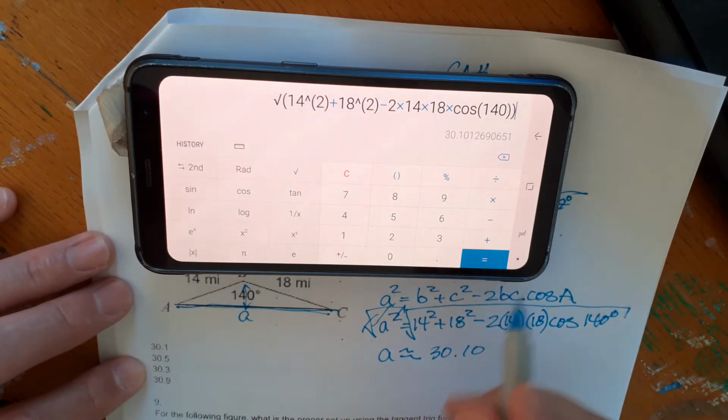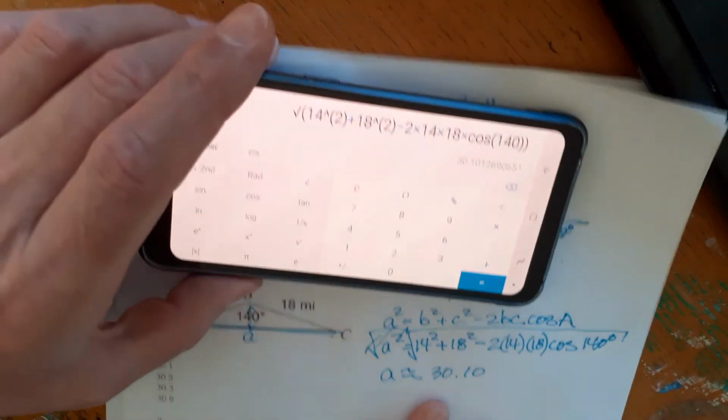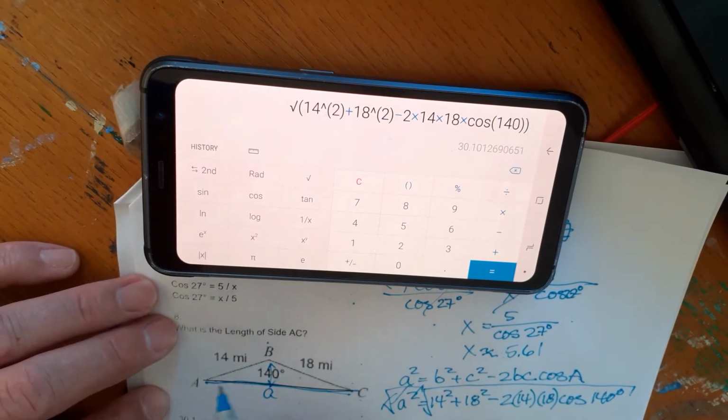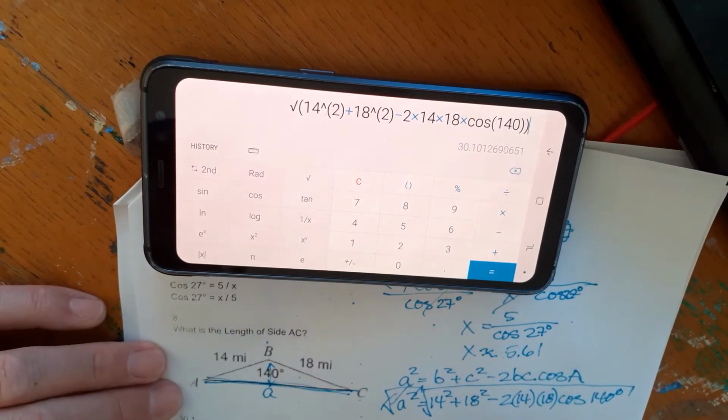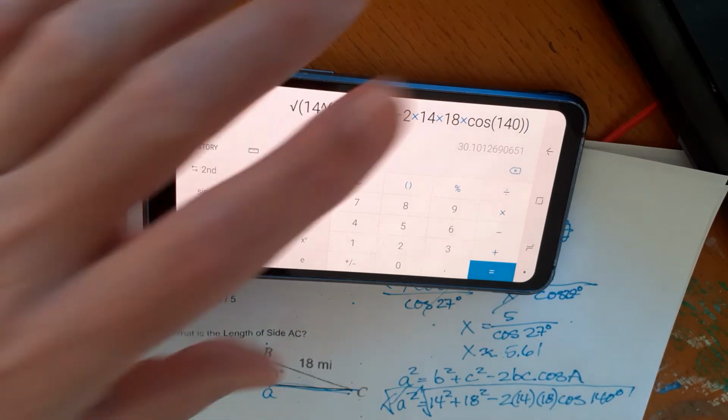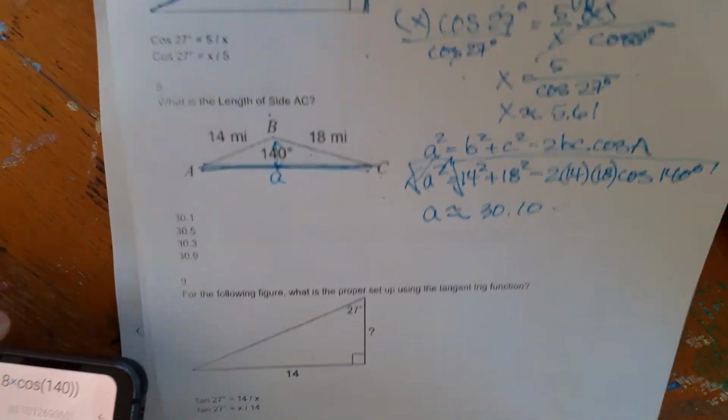30.10. Approximately equal to, because we're truncating the terms. So if this is 18 and this is 14, this one's 30. Why? Look at how wide the angle is. This actually makes sense to me in terms of when I'm looking at the overall triangle. All right?